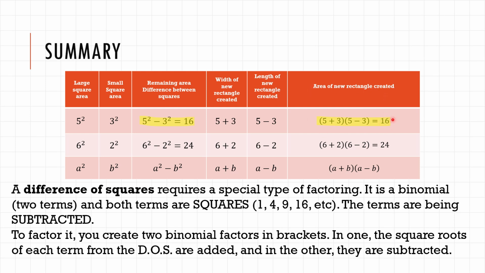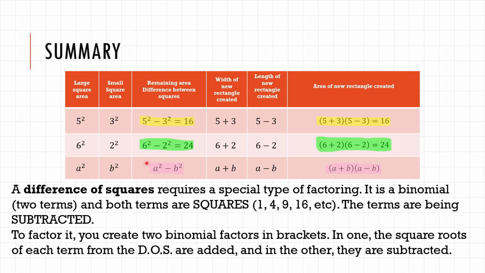The area was 16, and we got that by taking the length and multiplying it by the width. For the next square, the area was 24, and for the square with variables, therefore the new rectangle's area can be expressed by a plus b and a times a minus b. So this is called a difference of squares. This is another special type of factoring.